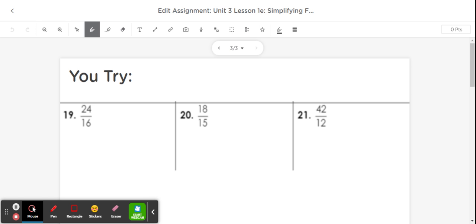Okay, now it is your turn to try. Go ahead and work on these 3 problems, and then come back and see if you got them correct.